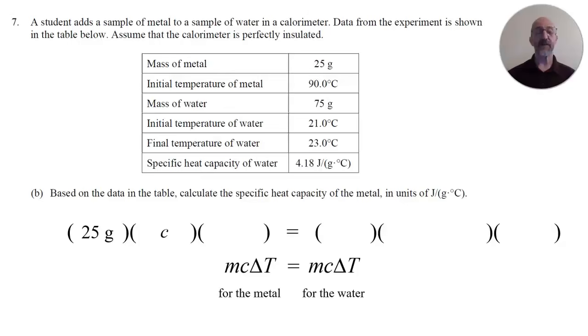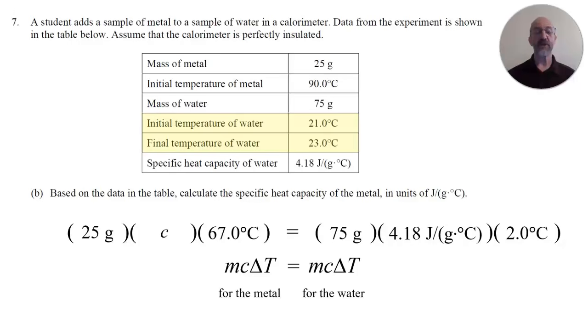The delta T for the metal would be based on that difference of 90 degrees Celsius initial temperature and 23 degrees Celsius final temperature, and that's a difference of 67 degrees Celsius. Now on the other side of the equation, the m for the water is 75 grams. The specific heat capacity of the water is 4.18 joules per gram degree Celsius, and the delta T for the water is based on that difference of 23 and 21. That's a difference of 2 degrees Celsius.